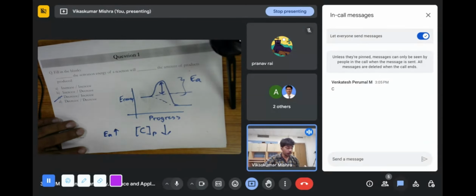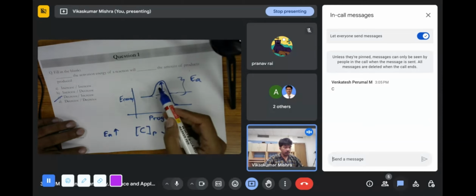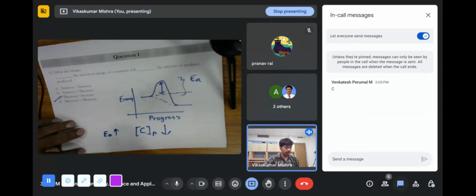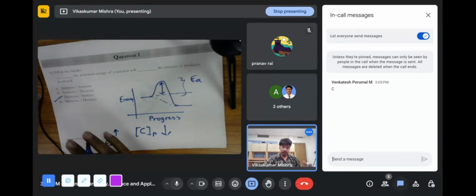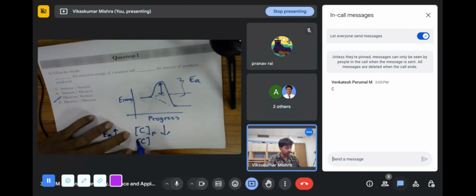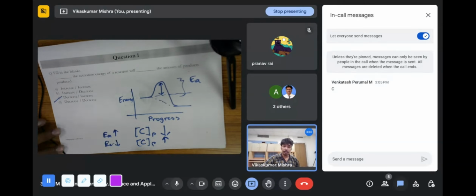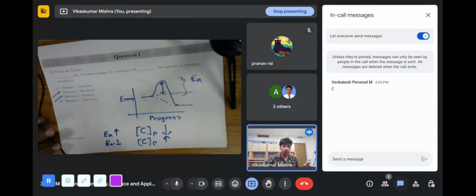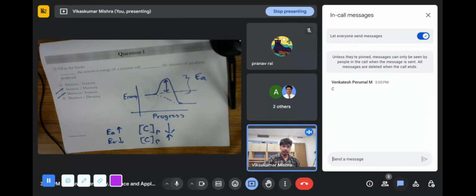Also, let's see what will happen if we decrease the barrier height EA. Then it should happen the other way around, right? The product will form quite easily. So the concentration of product, in that case, should increase. And that's what it is. So option B and option C both are the correct options. Okay, so it's a very basic, very easy question. I hope it's clear. Let me know if there is any doubt before we proceed to question number two.